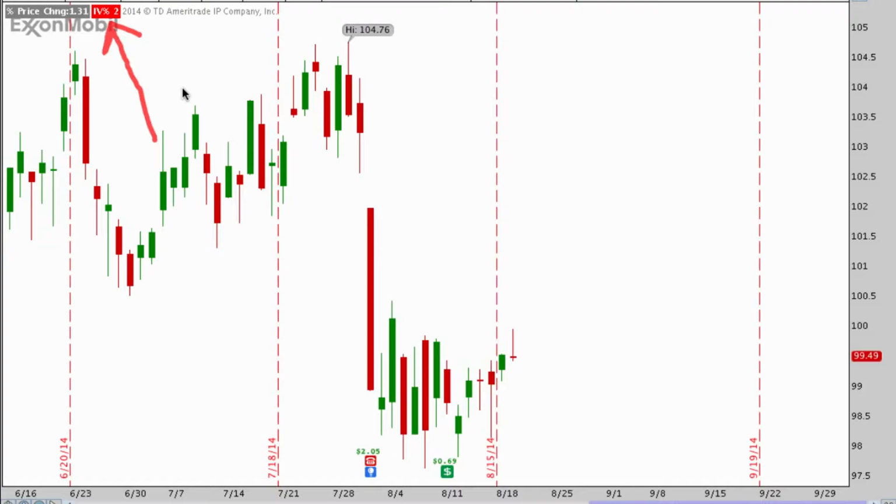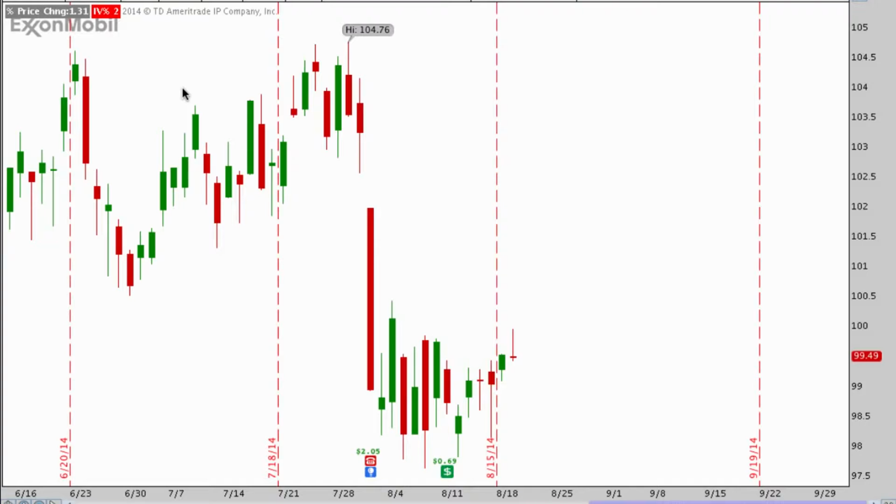So with implied volatility dropping, the stock didn't have to move anywhere, and we were able to take a profit on this trade. So again, just a really good case study on why you make trades on the right side of volatility. And so everything happened that we wanted to happen.